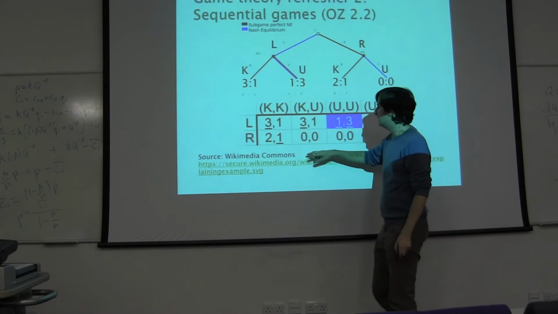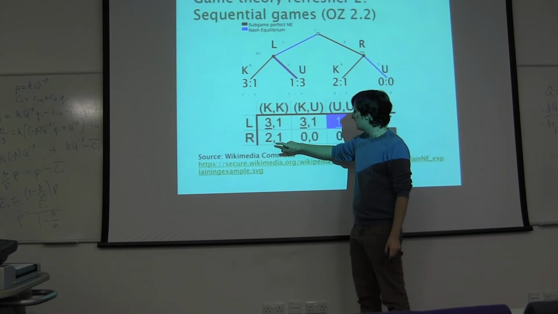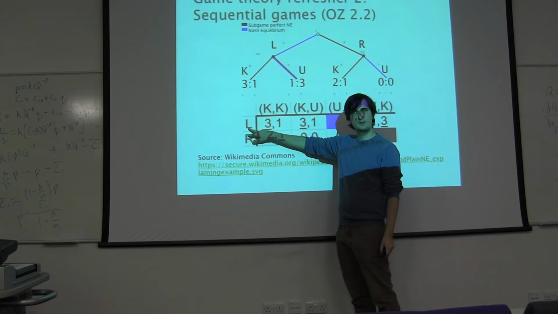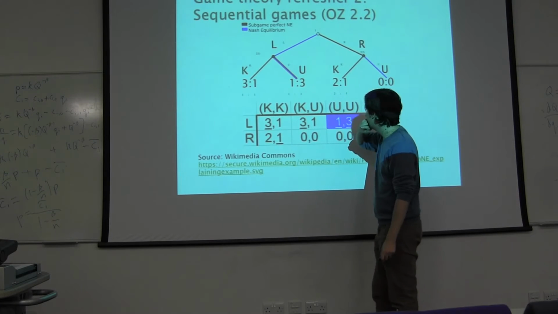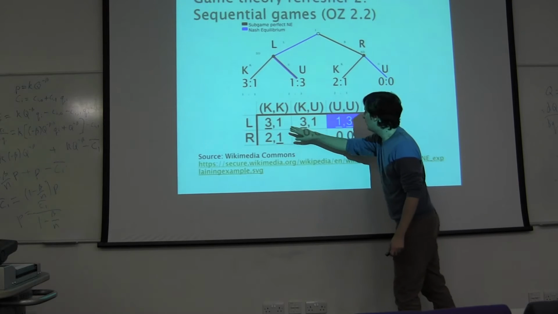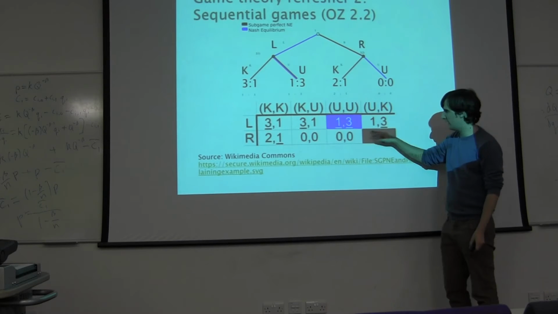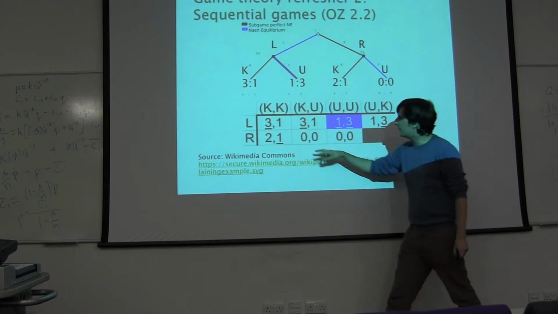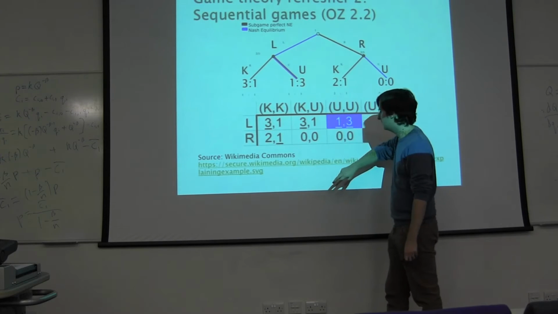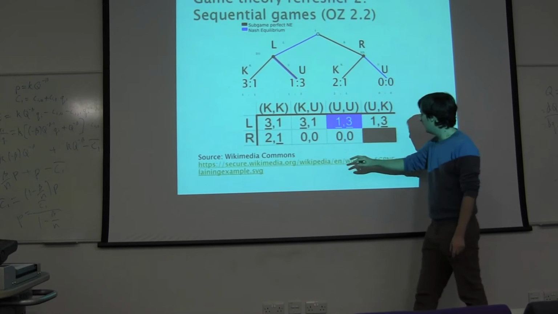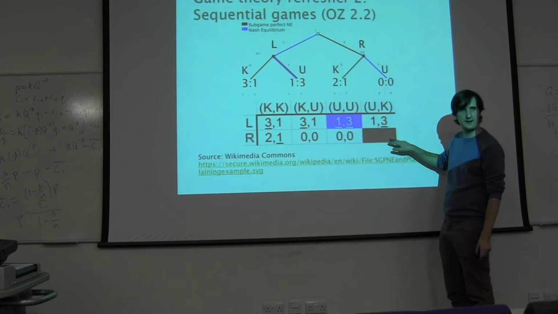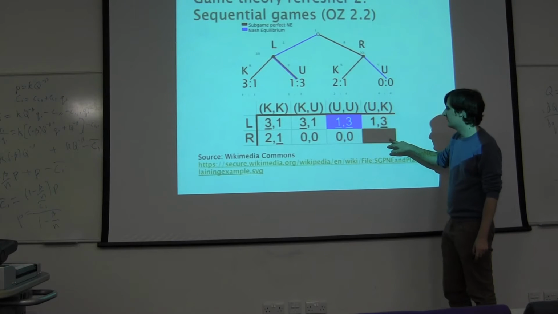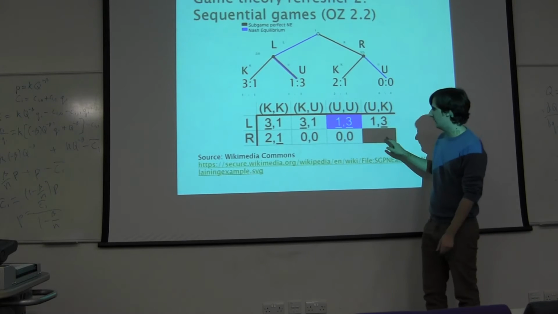So if player 1 is playing L, what does player 2 want to do? Well, player 2 can get 1, 1, 3, or 3. They prefer 3, so we've underlined these two 3s. If player 1 is playing R, then player 2 has the choice of getting 1 or 1 here. You can't read that, but this is 2, 1. So we've underlined these two squares.